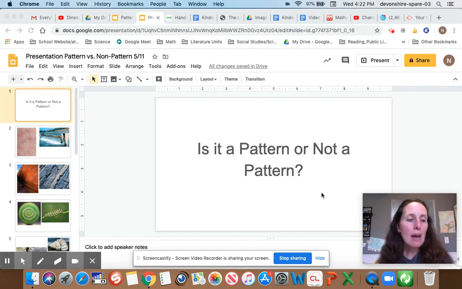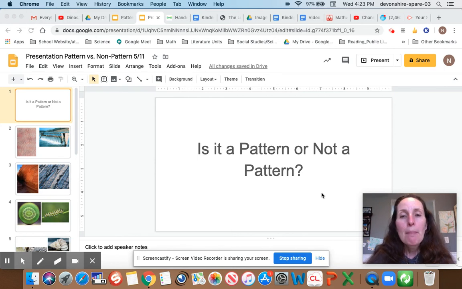All right, we have been learning in science about how good scientists make good, important observations. And then we ask questions about the things that we've observed. We want to know what we're curious about. Today, we are going to focus on making observations about patterns.